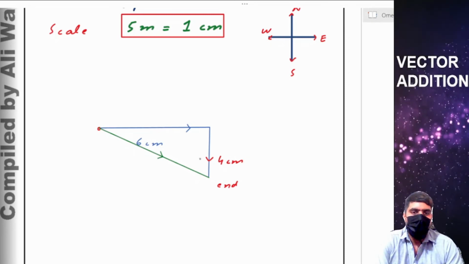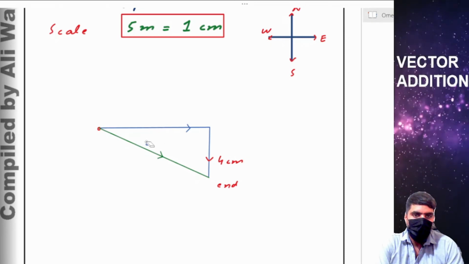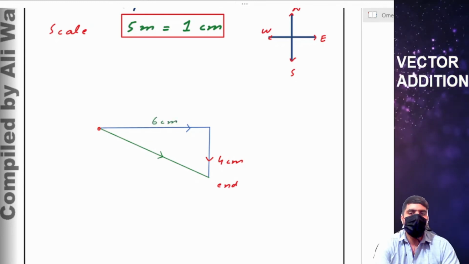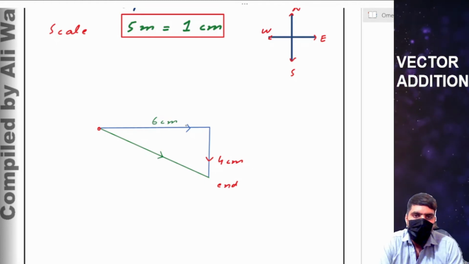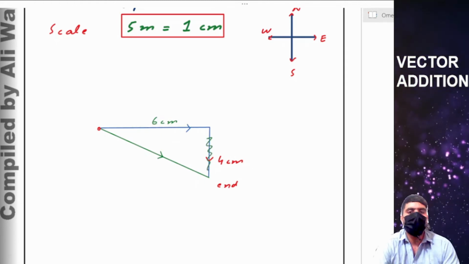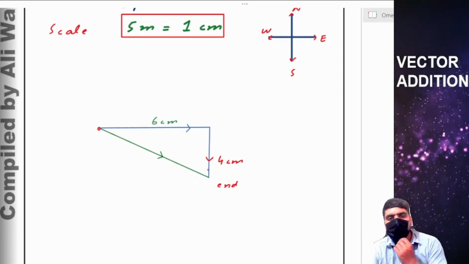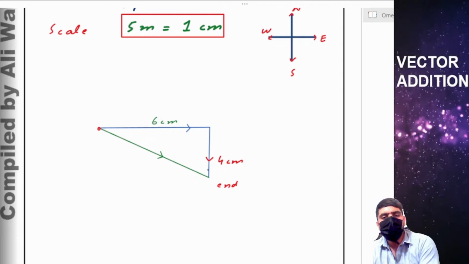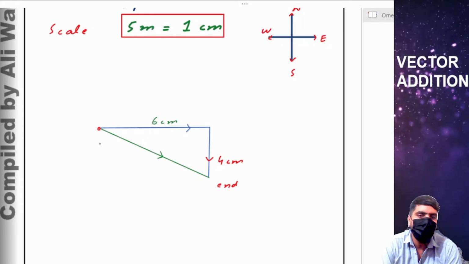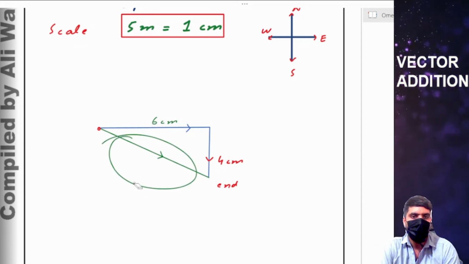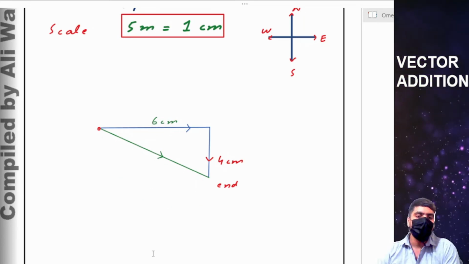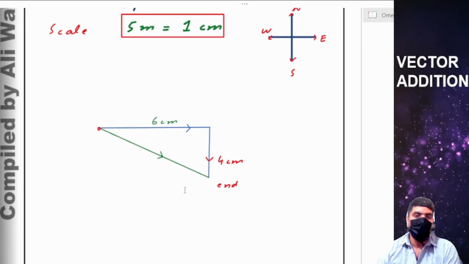Now, the next thing. This one line was 6 centimeters, and this one line is 4 centimeters. You have to find the magnitude of the resultant vector. So all you have to do is find the length of this line with the help of the ruler. Just place the ruler along this line and find the length of this line.